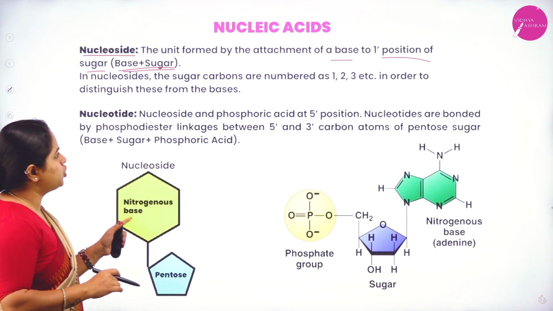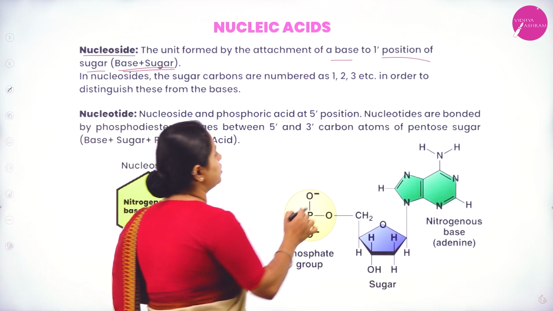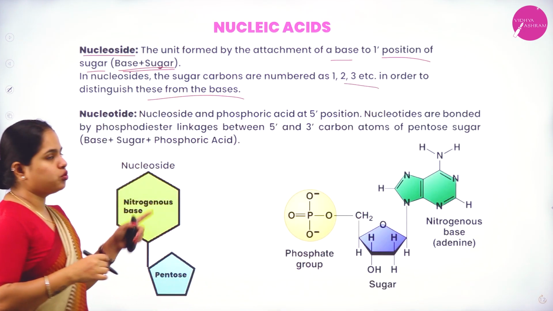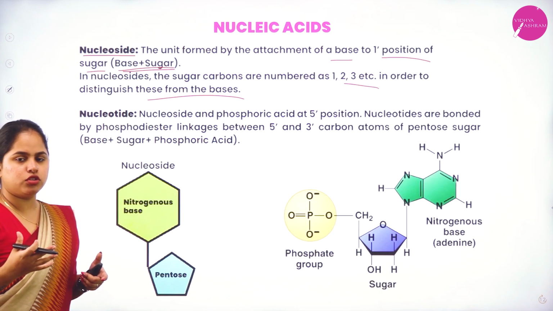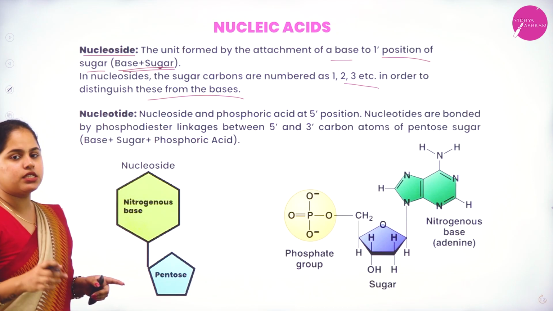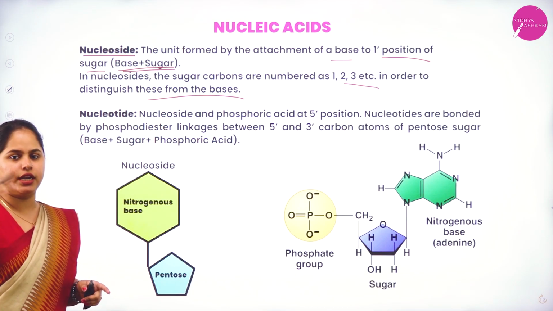In nucleosides, the sugar carbons are numbered 1, 2, 3, etc. in order to distinguish from the bases. So in the pentose sugar, the carbons will be numbered as 1, 2, 3, and in the nitrogenous bases, they will be numbered as 1 dash, 2 dash, 3 dash, etc.